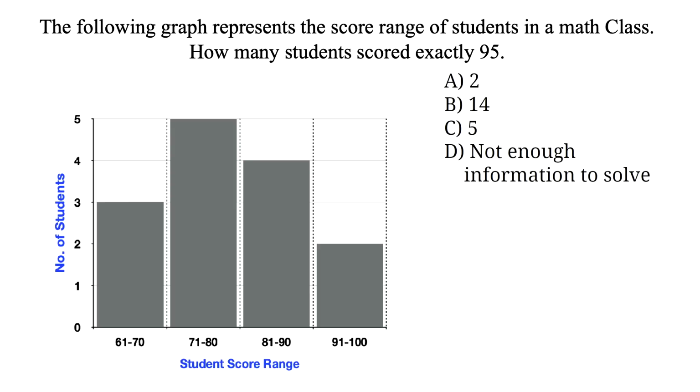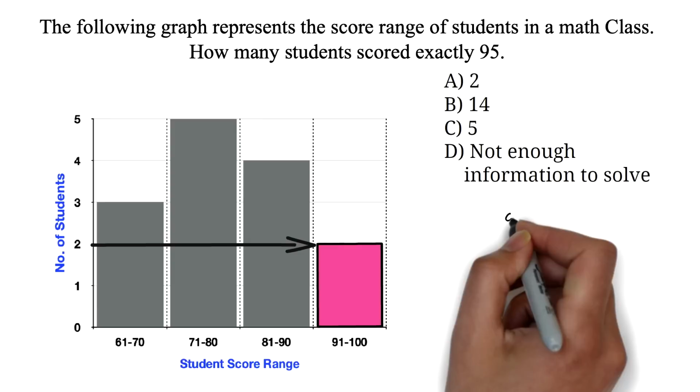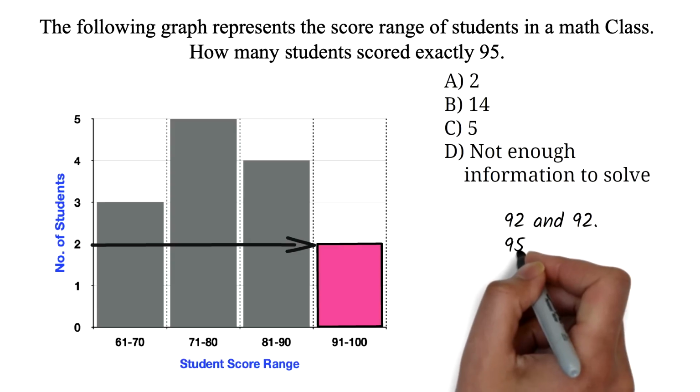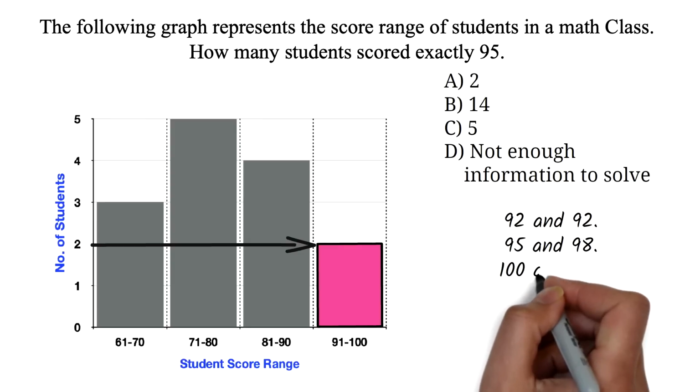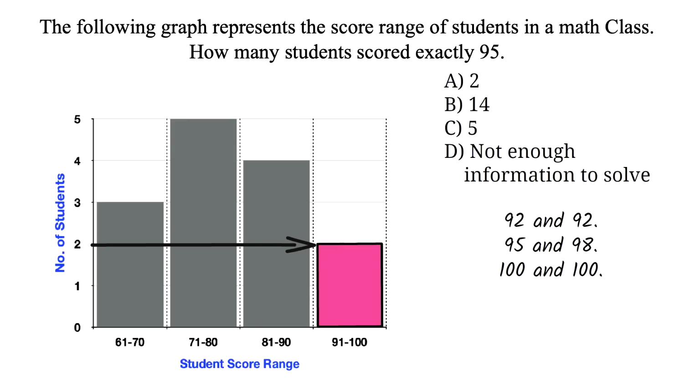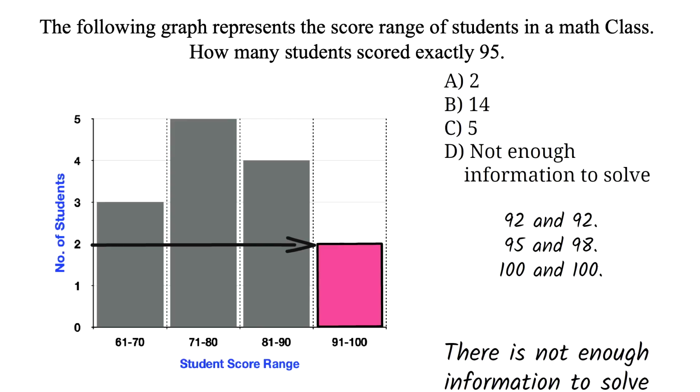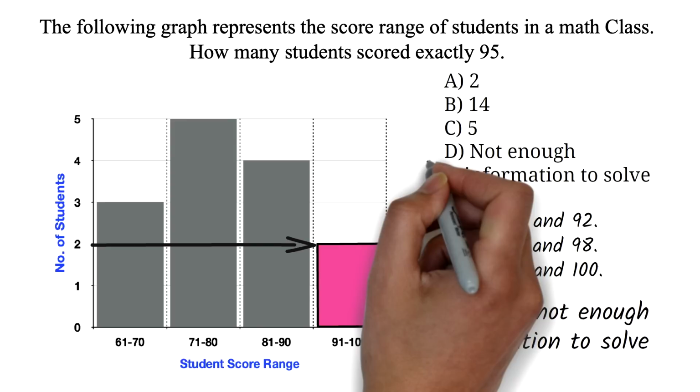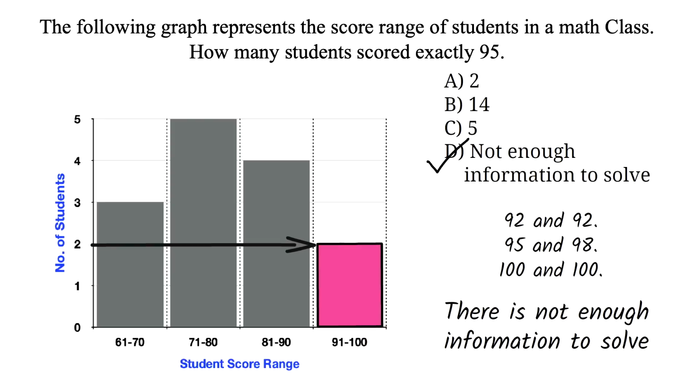This is a trick question. Most students assume that the answer is 2 students, since 95 is within the range 91 to 100. This is wrong. A range doesn't tell you the exact values within the range. So the 2 students who scored between 91 and 100 could have scored 92 and 92, or 95 and 98, or 100 and 100. There's not enough data or information to answer the question. Therefore, the correct answer is D. Please watch out for a little trick question like this. Pay extra attention to your graphs.